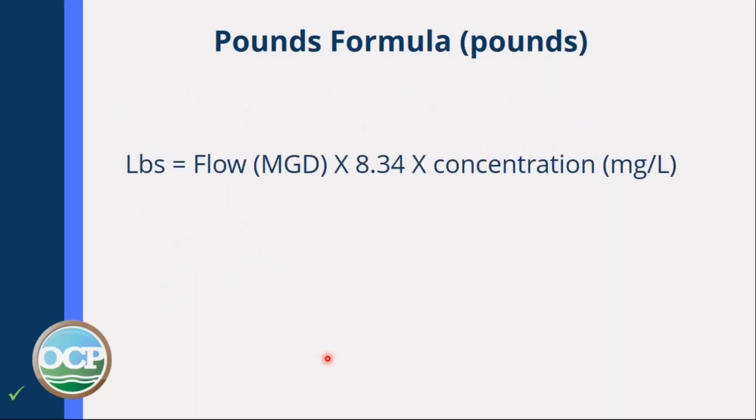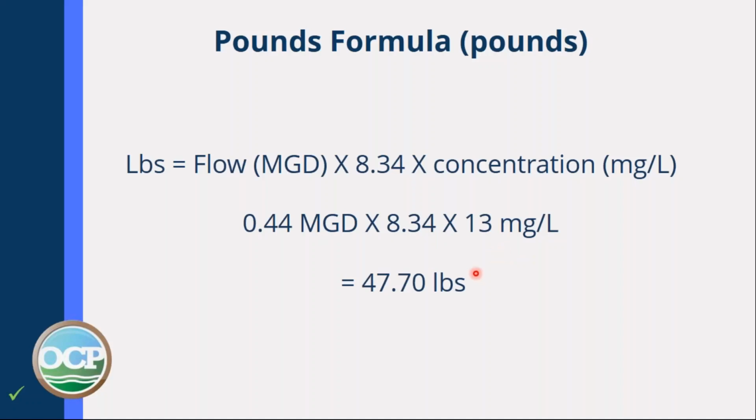Here is the formula that you will need. Here is your flow, 8.34 times the concentration. And if we put the numbers in from that question, 0.44, remember this is the flow, not the volume of the ditch. 8.34 is the pounds of 1 gallon of water, and here was our concentration at 13 milligrams per liter. And you should get 47.7 pounds.